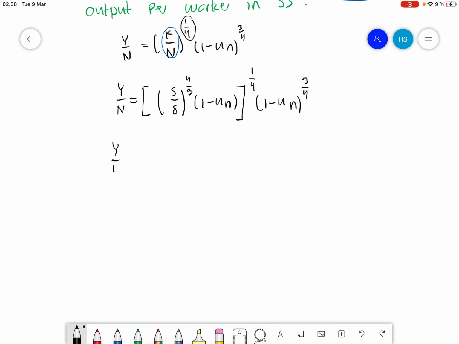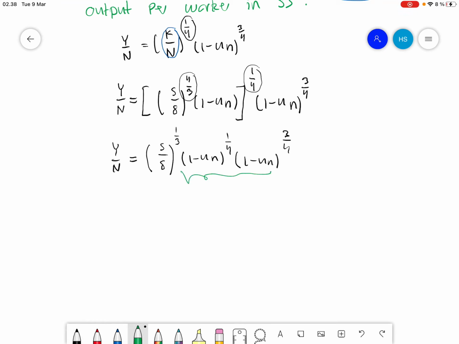This we can simplify. This is the same as the saving rate over delta to the power of 4 over 3 times 1/4. That is just 1/3. So remember, I multiplied this exponent with this exponent, and then times 1 minus the natural rate of unemployment to the power of 1/4 times 1 minus the natural rate of unemployment to the power of 3/4. And these two terms here I can collect. Okay?